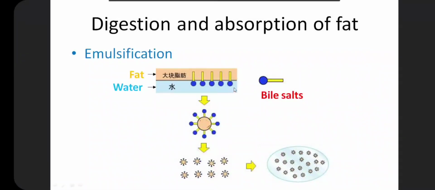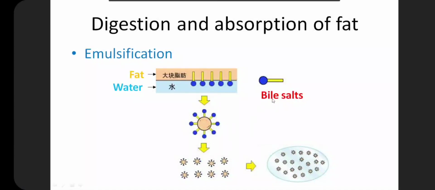So how do we solve this problem? The available surface area is increased by emulsifying the fat. We call this process emulsification. Here you should remember that bile salts play an important role in emulsification. The bile salts can act as a biological detergent to help emulsify the lipid into droplets, as you can see here.